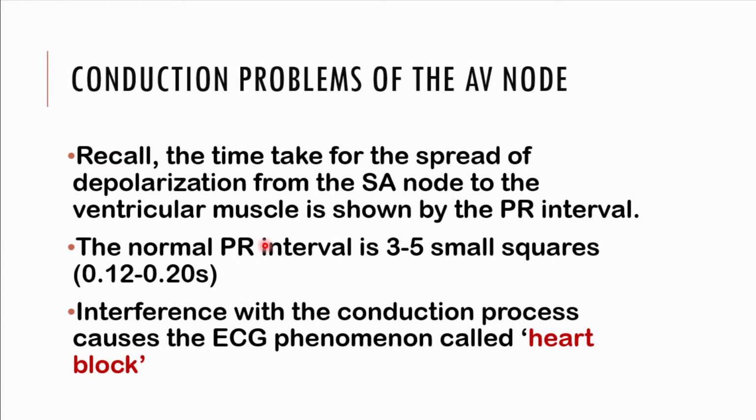So we'll start by looking at conduction problems that are going to be affecting the transmission of the impulse to the AV node. So remember that the time that it takes this depolarization to spread from the SA node to the ventricular muscle is known as the PR interval. Like I said, the normal PR interval is 3 to 5 squares, the small squares. So that's about 0.12 seconds to 0.20 seconds. Now, if there's an interference with this conduction from the SA node to the AV node, this will kind of like prolong this time.